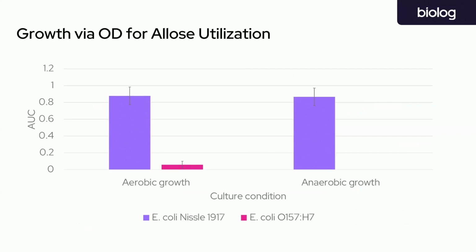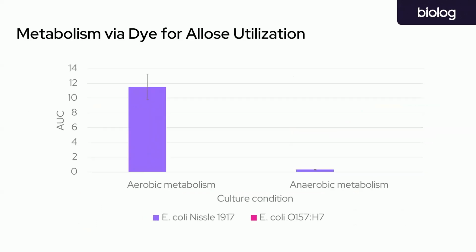Area under the curve shows E. coli Nissle 1917 successfully used allose for growth. Additionally, energy metabolism was active for allose under almost all atmospheric conditions. For anaerobic culture conditions, there is almost no anaerobic dye reduction, but there is growth, suggesting an ability to divert utilization into biomass rather than energy metabolism. Allose was inaccessible under all conditions to its pathogenic counterpart, E. coli O157:H7.